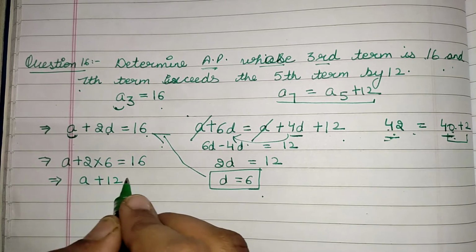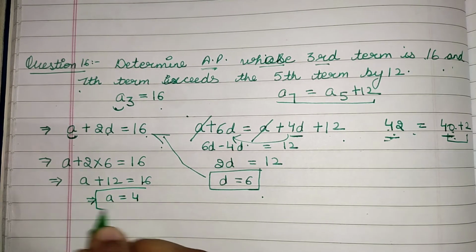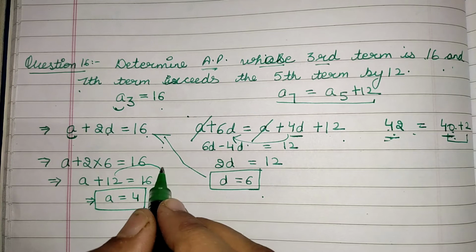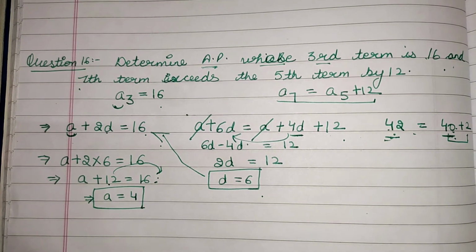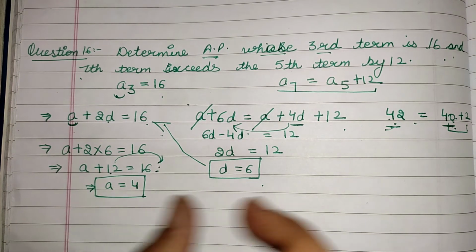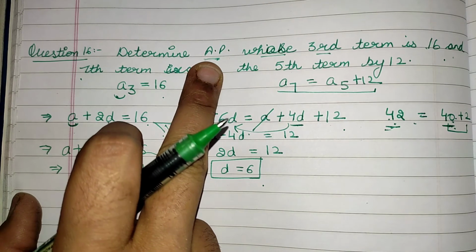So A plus 12 is equal to 16. So my first term of the AP will be equal to 4 when it goes to the right hand side. Right. So I have found the first term and the common difference, but what are they asking about? They are asking about the AP.